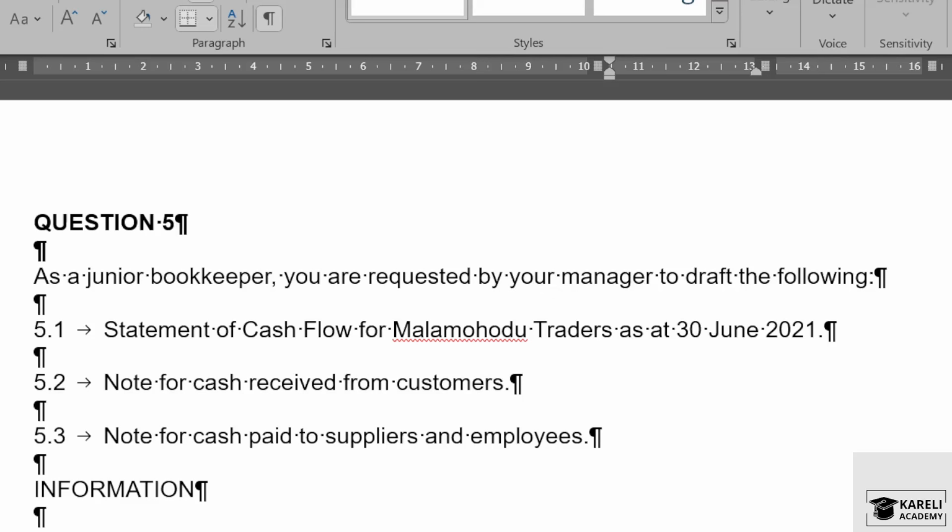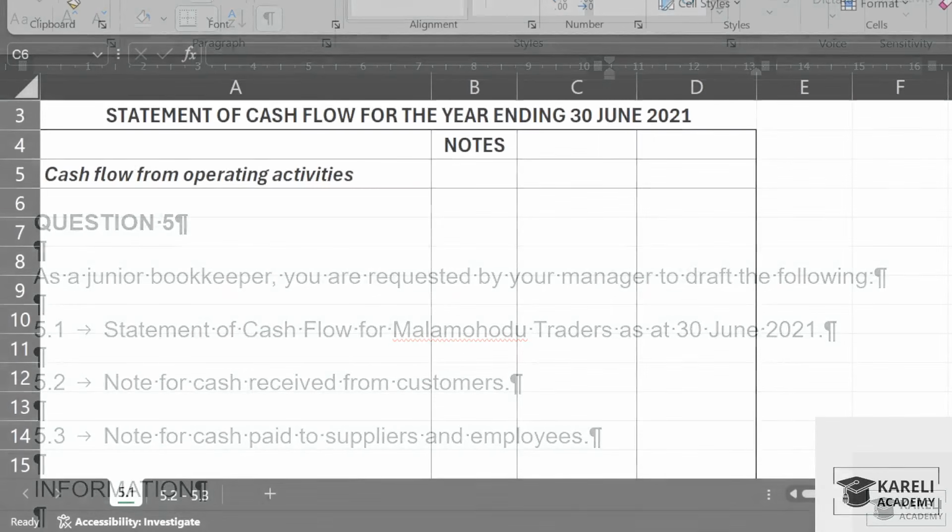You should draft a note for cash received from customers and also a note for cash paid to suppliers and employees. Now, for the note for cash received from customers, as well as the note for cash paid to suppliers, on some question papers they use calculation. They would say calculation for cash received or calculation for cash paid to suppliers and employees. Do not be confused there. Now let us look at our question paper if we have all we need.